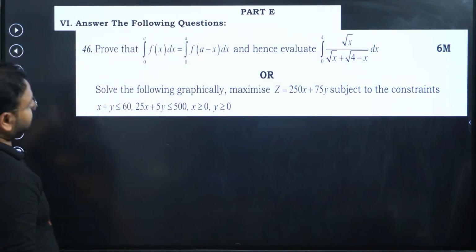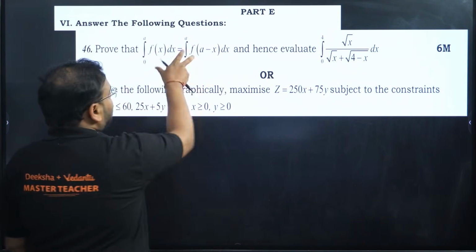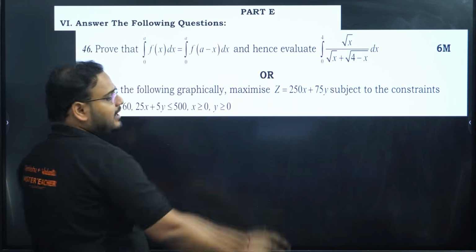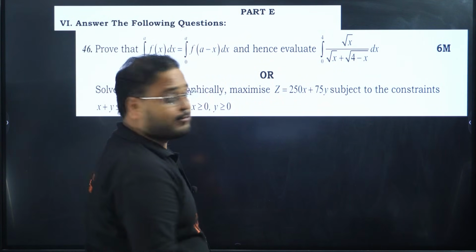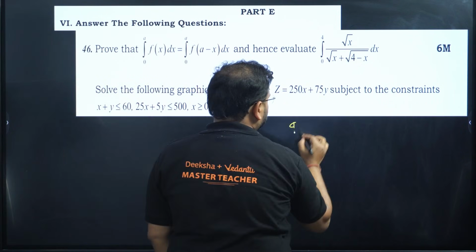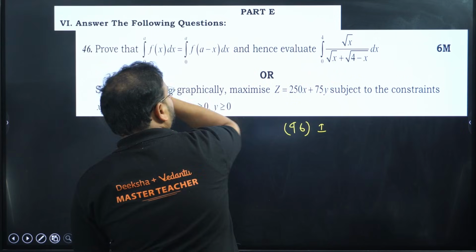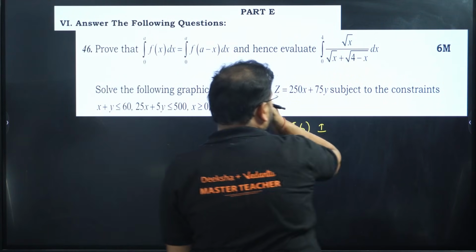Yeah. Next we are moving to the 6 marker, the part E. We have 2 parts of different integrals to prove, and then we have to move to our linear programming question. Both of them are very easy. Start with the first part, 46 part 1. Please check. Prove this property of definite integral and then find the value of this.